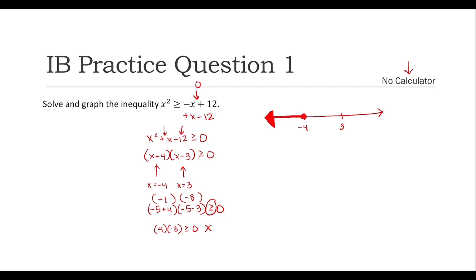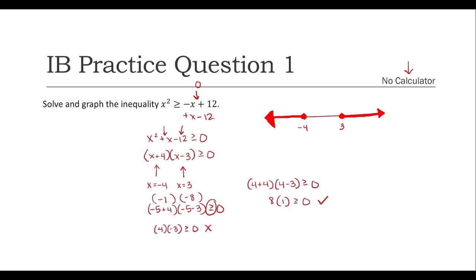So now we'll look at the things to the right of 3. So we'll plug in a 4. So 4 plus 4 times 4 minus 3 is greater than or equal to 0. So that's 8 times 1 is greater than or equal to 0, which is true. So 3 will be included because we have an equal sign, and then everything to the right. So this is how you would graph the function.